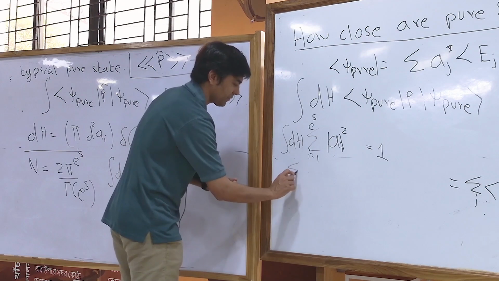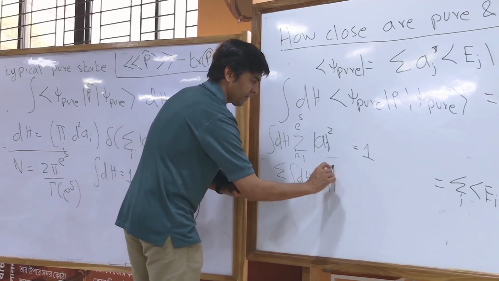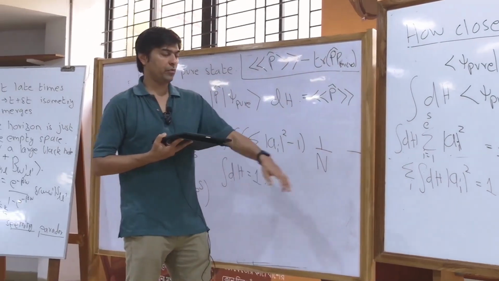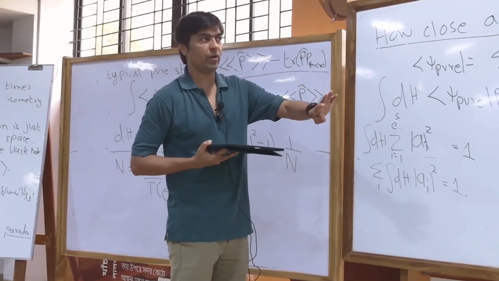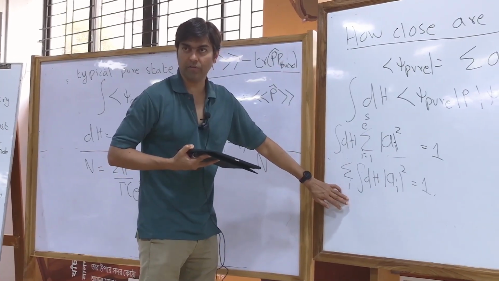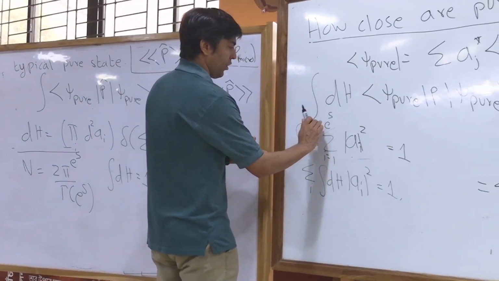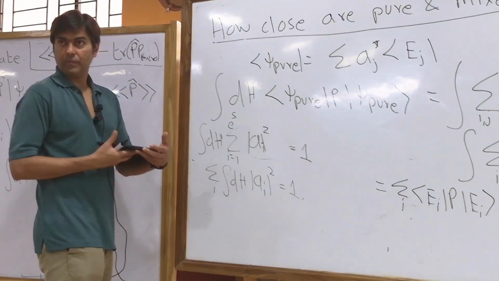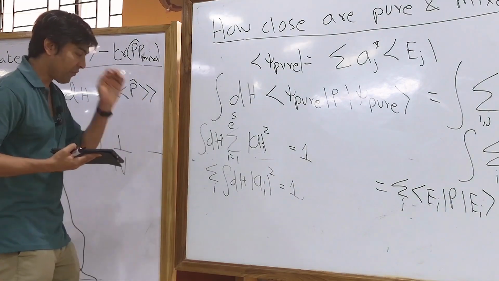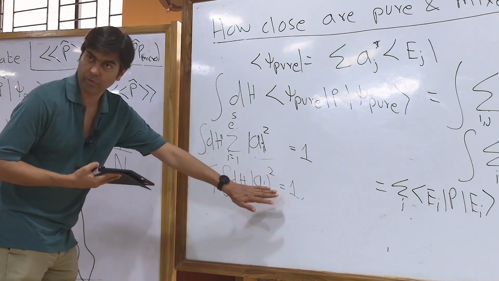Whether the levels are closely spaced was not important in this integral. For other steps it was important, but not here. Notice here, do you see this? The integral dh of the sum of ai squared is equal to 1, because the integral dh is 1. Therefore, I can interchange the sum and the integral: the sum over I of the integral of dh mod of ai square is also equal to 1.